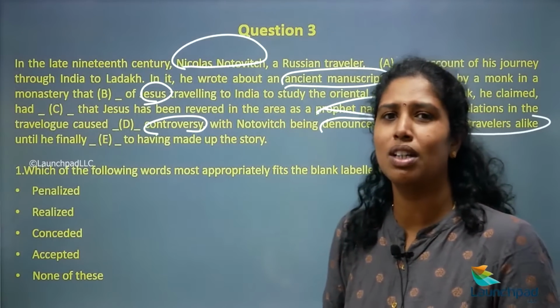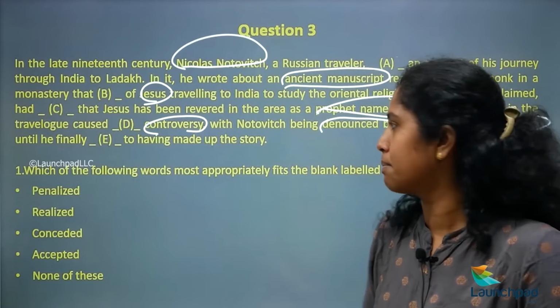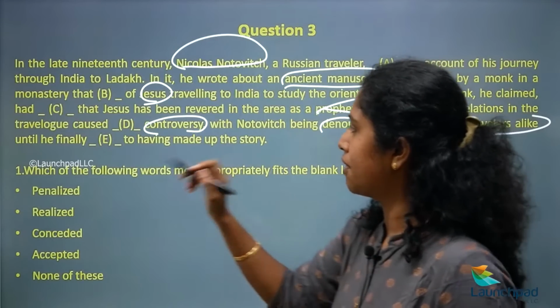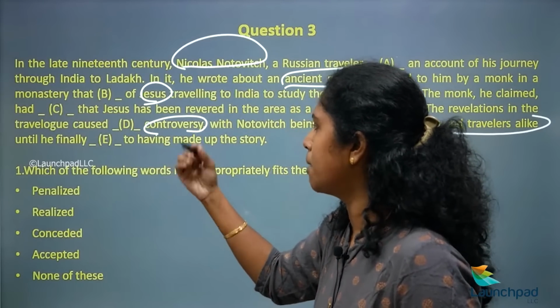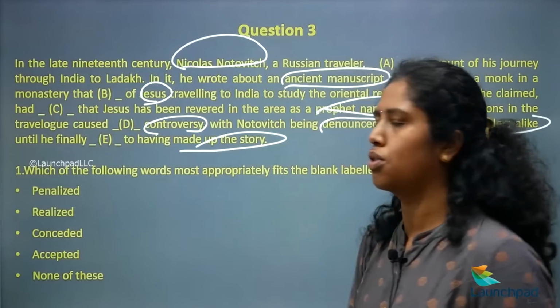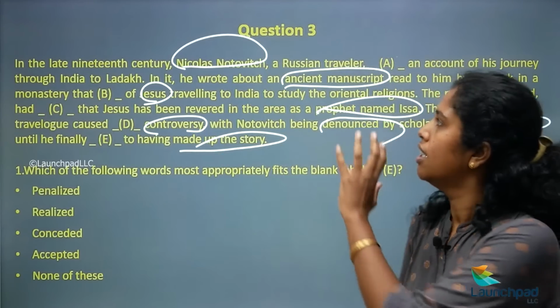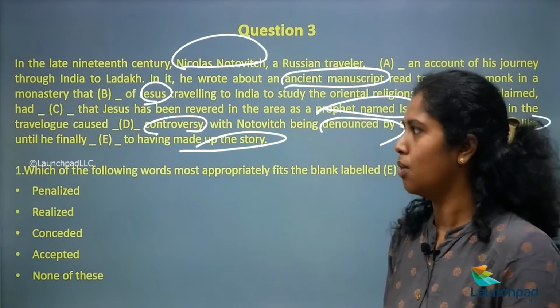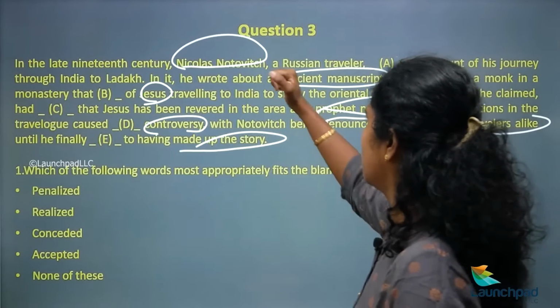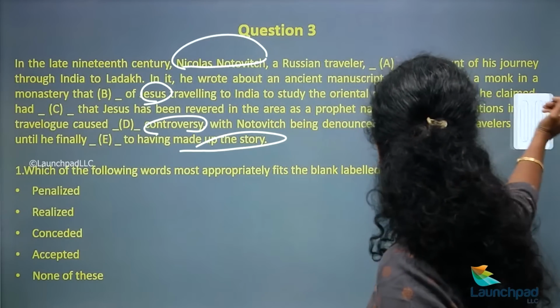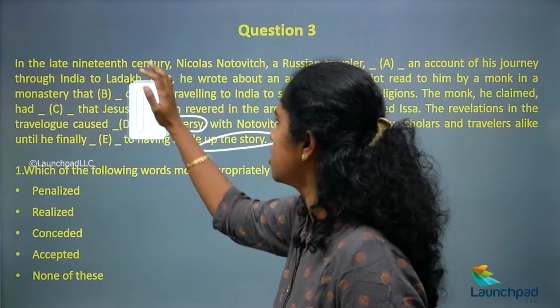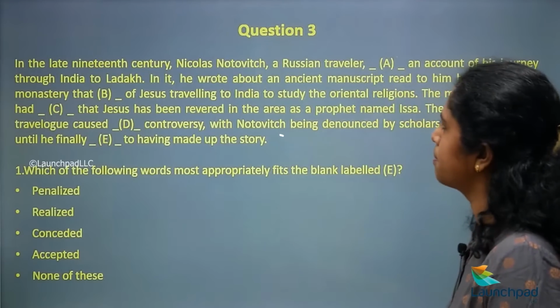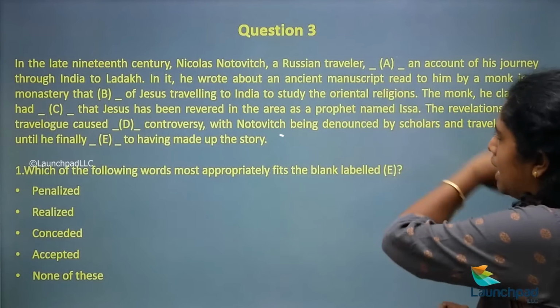Denounce is talking about ill or not paying respect, something like that. Okay, until he finally told something about it, having made up the story. So this is completely talking about Nicholas and what he has written. Now with that, that is our understanding. Okay, so now let's move on to the options. Let's move on to the blanks.